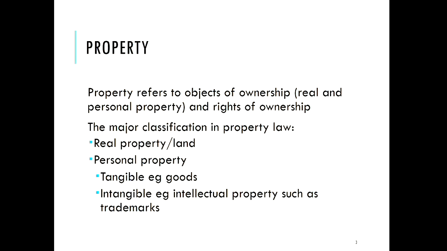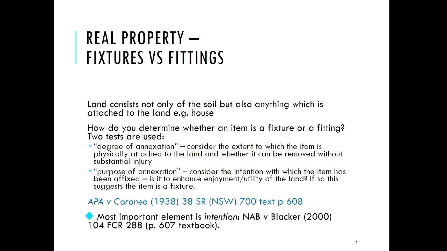So real property is land, and then personal property can be divided into tangible, something you can touch or hold in your hands, such as goods, which you did consider in the context of the Sale of Goods Act. And then intangibles, such as trademarks. So intangibles we'll talk about next week. This week we'll look at personal property that's tangible, and then real property as well. So let's get into looking at real property.